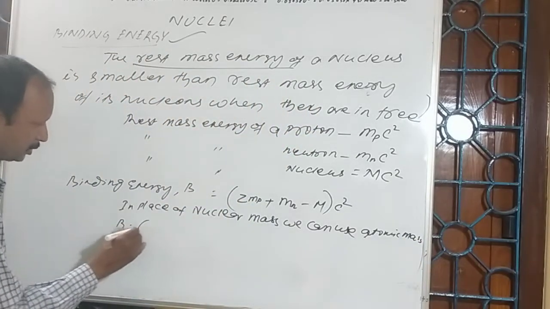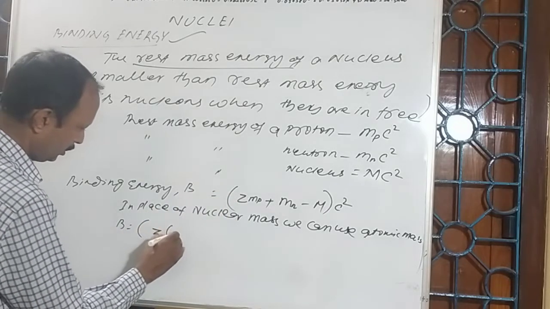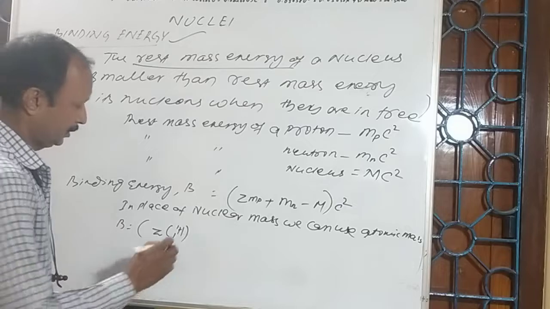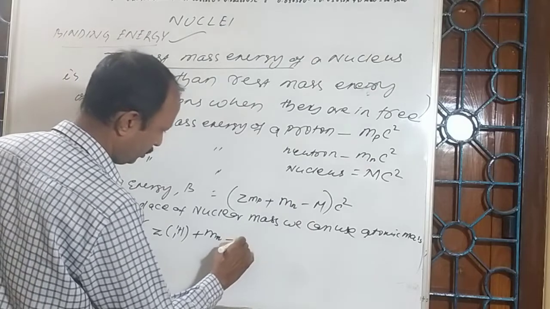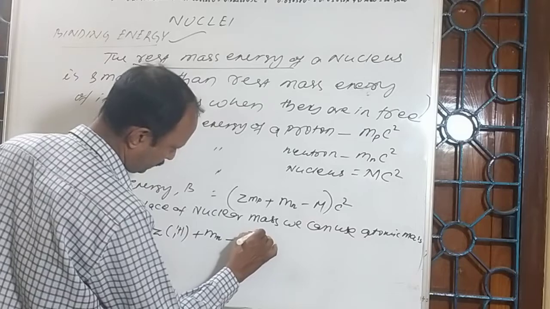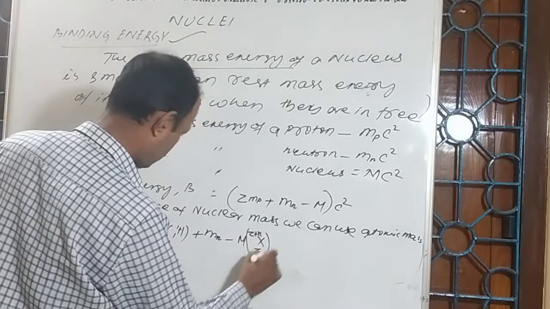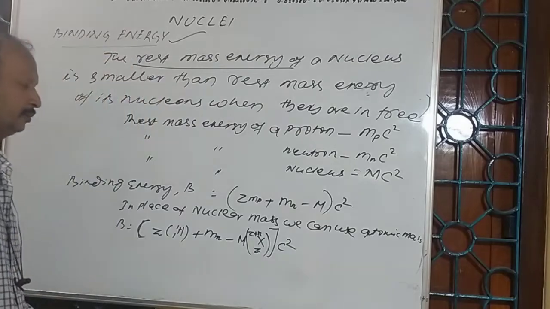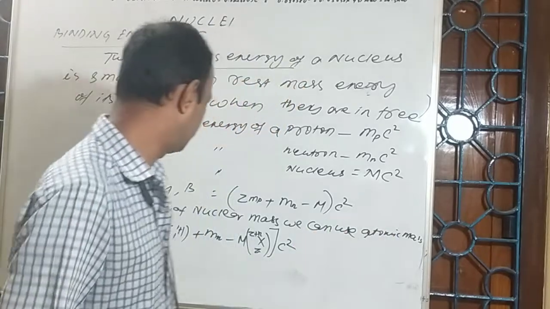This B will be equal to, now in place of the mass of a proton, I shall use the term for the hydrogen atom. This is the mass of a neutron, and here I can use Z and Z plus N. Okay? So it is better I shall write it like this, times C square. Listen carefully. In place of a nuclear mass, we can use the atomic mass.